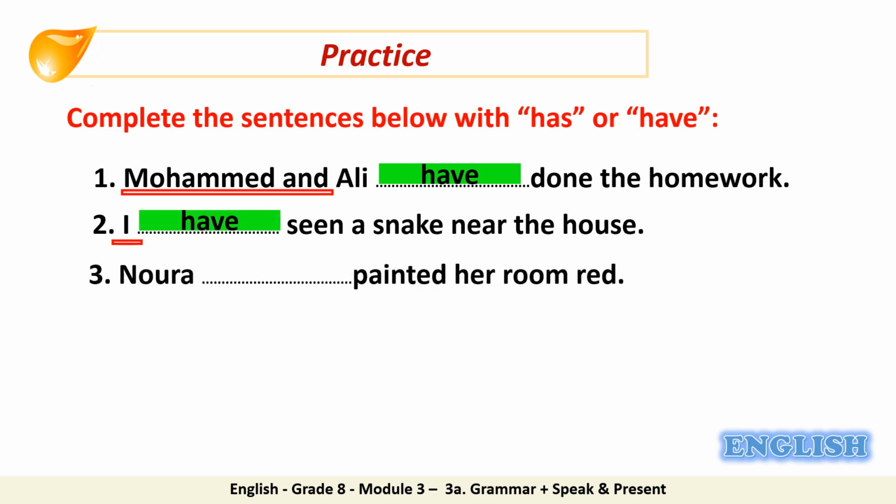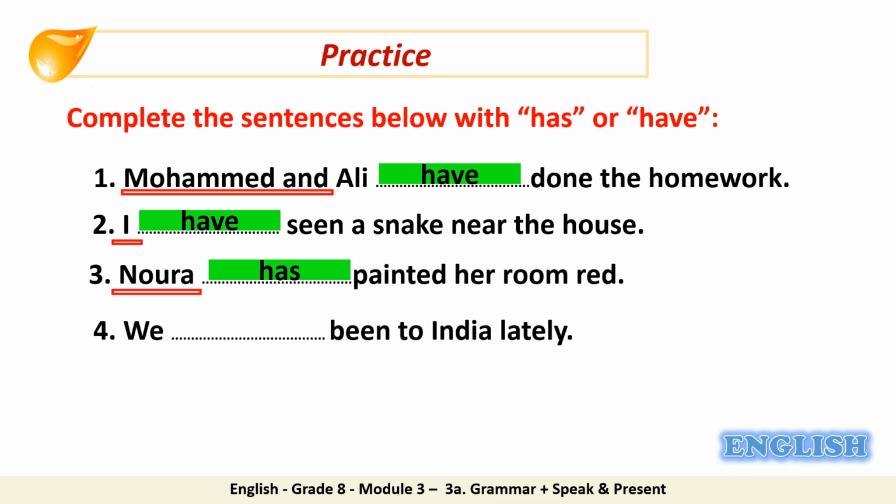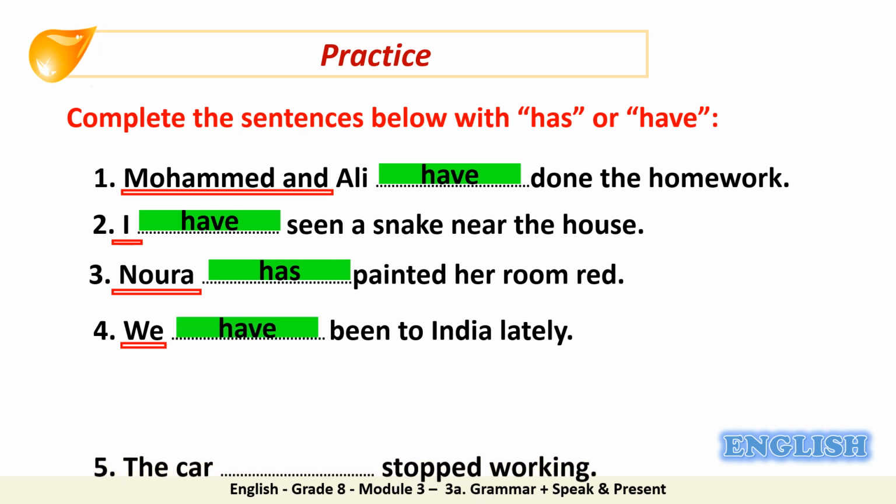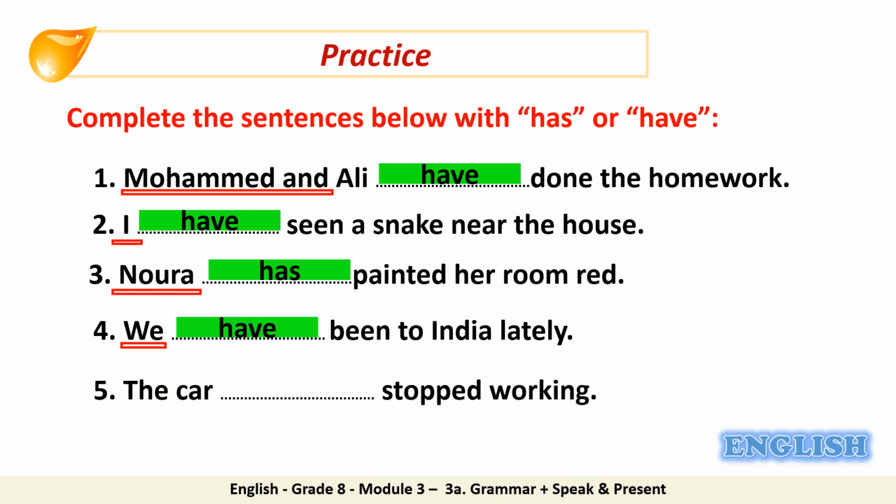Third one, Nora has painted her room red. Of course, Nora is a singular subject pronoun. Excellent, has painted. 4. We have been to India lately. That's right, we is a plural subject pronoun, so it's have. The last one, the car has stopped working. Right, of course it's has because the car is a singular subject pronoun.